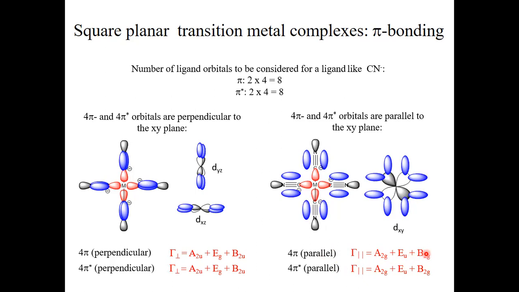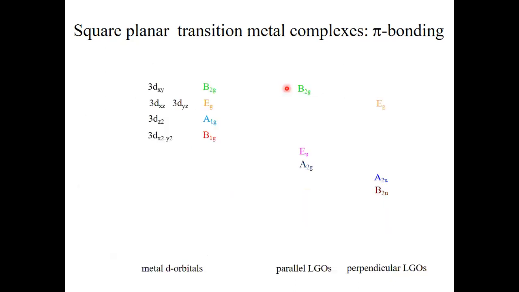So now we can again construct our molecular orbital diagram under the consideration of the pi interactions. Okay, so first of all, we have to be clear which orbitals interact with which orbital, so which metal orbitals interact with which ligand group orbitals. And this is shown here. In the last class, we have determined the symmetry types of our metal d orbitals, and that was B2G, EG, A1G, and B1G. So you see here in this column the symmetry types of our parallel ligand group orbitals, and here you see the symmetry types of our perpendicular ligand group orbitals.